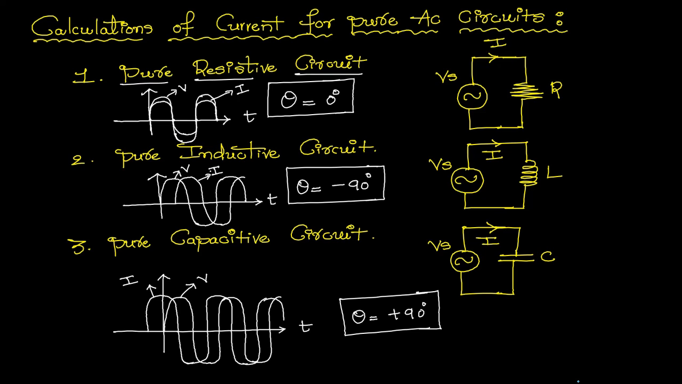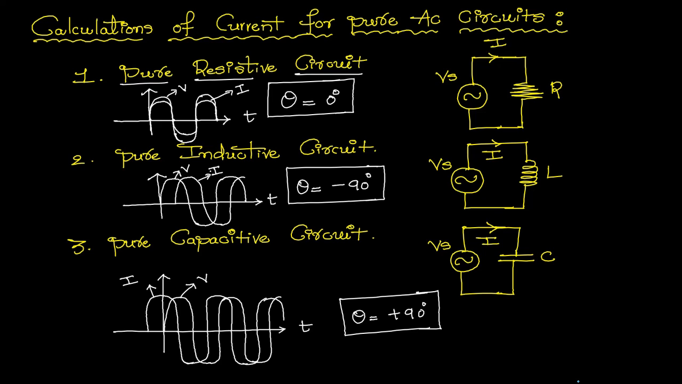But in a purely capacitive circuit, as per the property of a capacitor, it does not allow sudden changes in voltage. Because of this property, the current leads the applied voltage by exactly 90 degrees, that is, positive 90 degrees. Leads means positive 90, lags means minus 90. It means if the current leads the applied voltage by 90, you get theta equal to plus 90 degrees. If the current lags the applied voltage by 90 degrees, you get theta equal to minus 90 degrees.